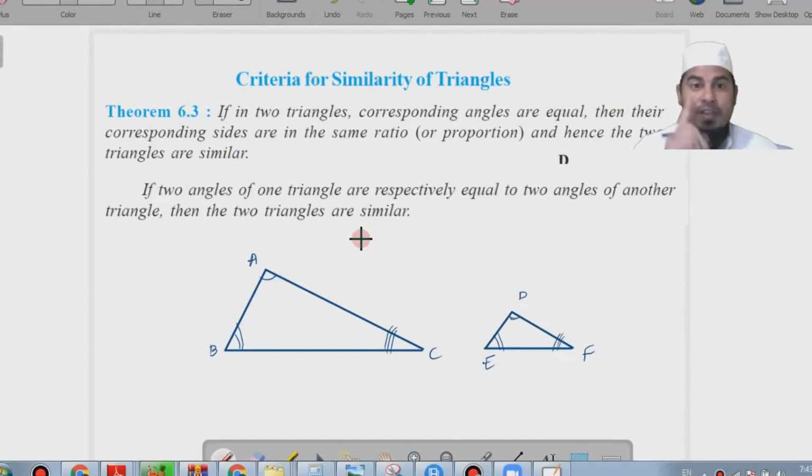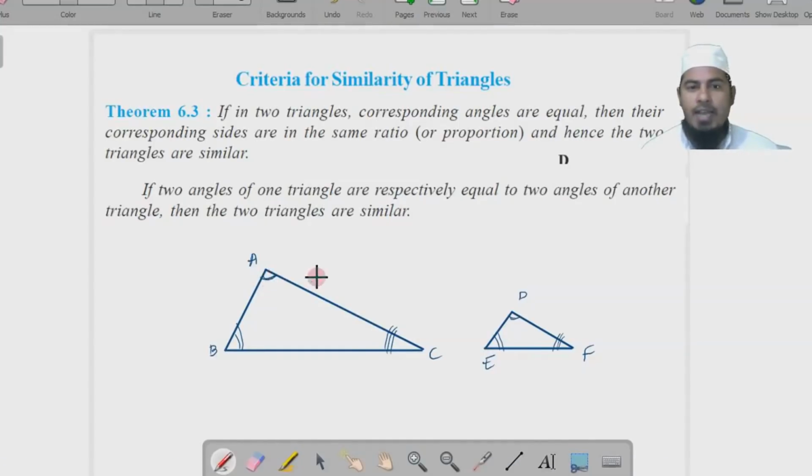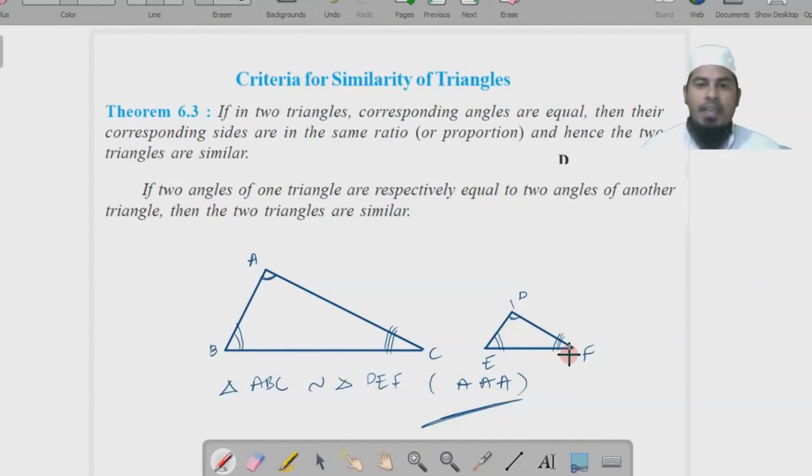Welcome. In this video lesson we are learning similarity criterions. If we have two triangles, triangle ABC and triangle DEF, with their corresponding angles equal, here for example angle B and angle E, marked with two slashes, are equal, and angle C and angle F are equal. Therefore, when two triangles have corresponding angles equal, we say triangle ABC is similar to triangle DEF by AAA similarity criterion.